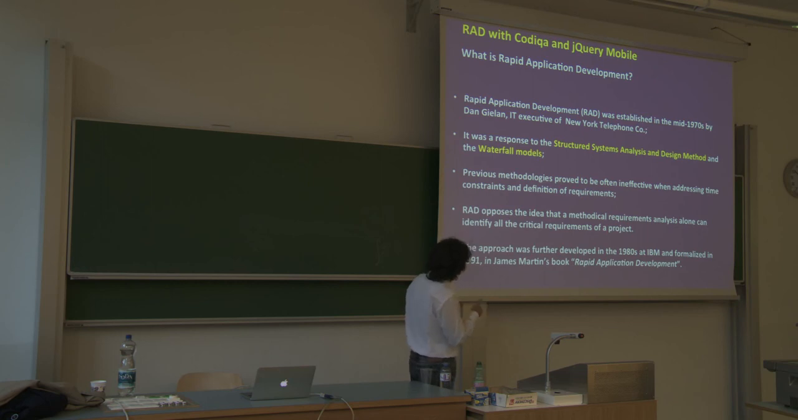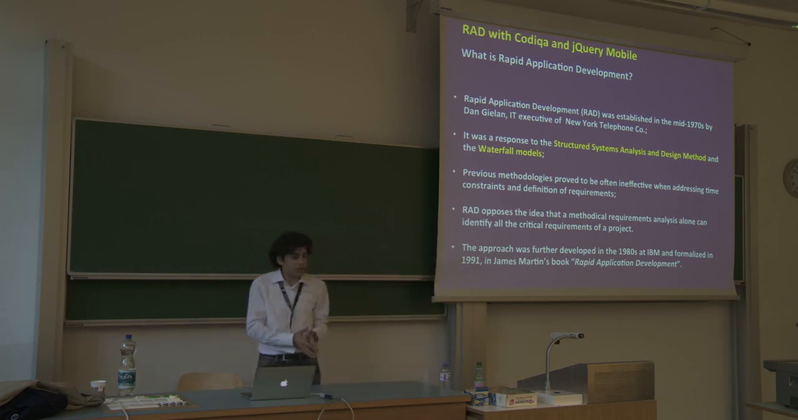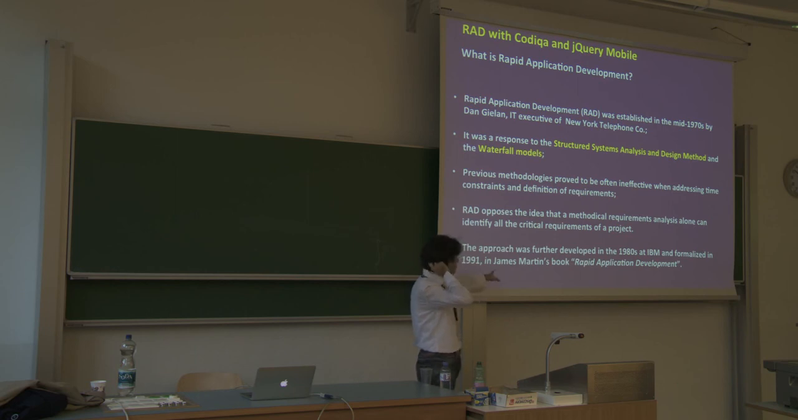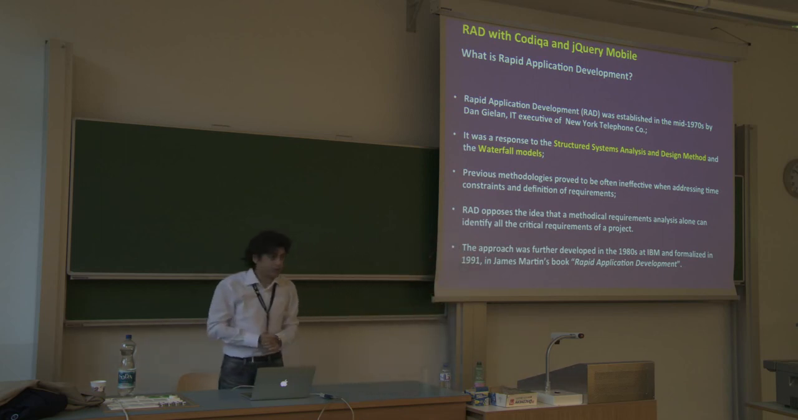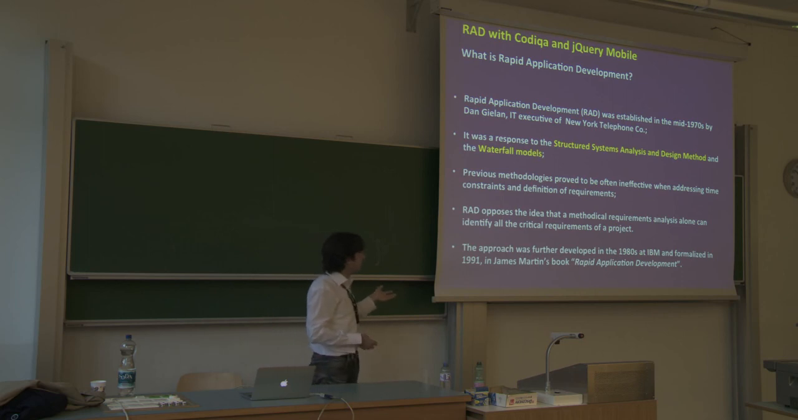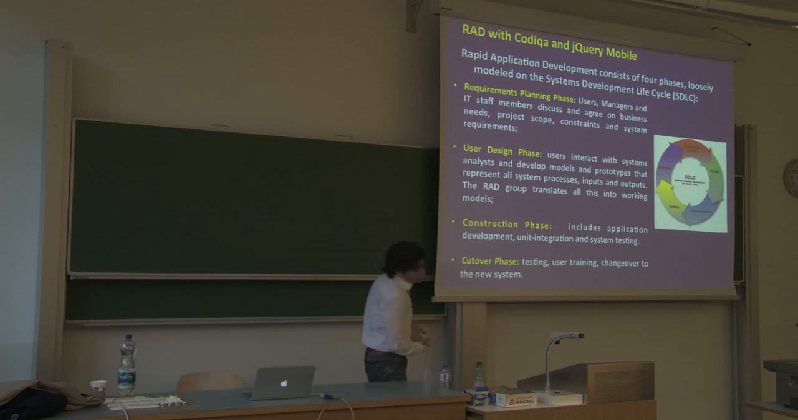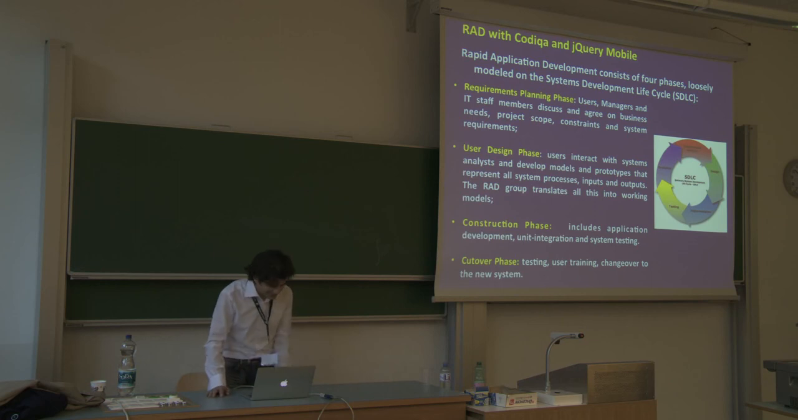And rapid application development opposes this idea of a methodical requirements analysis, which has to identify all the critical requirements of a project. Actually, as we see, the problem is that the requirements change because it takes so much time that there is an evolution. This approach that started in the 70s was first formalized in 1991 in a J. Marston book, Rapid Application Development. And IBM, a pioneer of many of these technologies, made an important development in the 80s. So, continuing with rapid application development, and we are almost done on this.